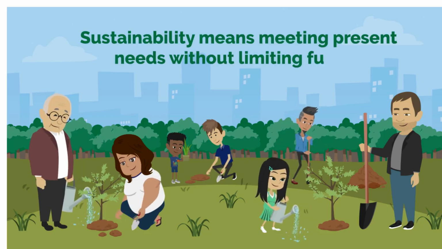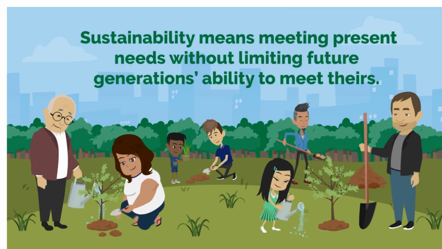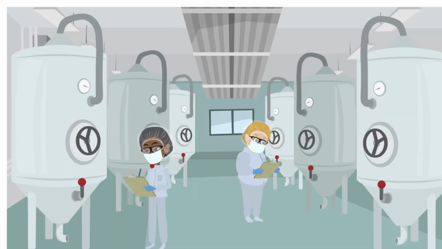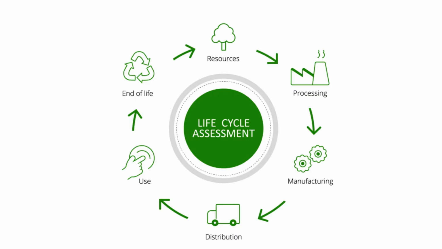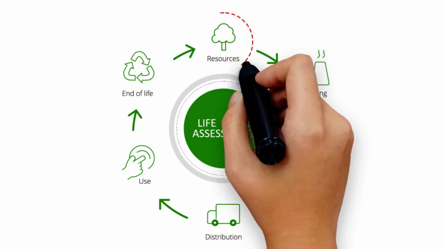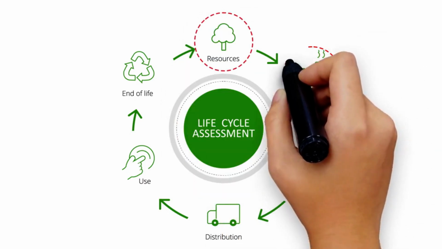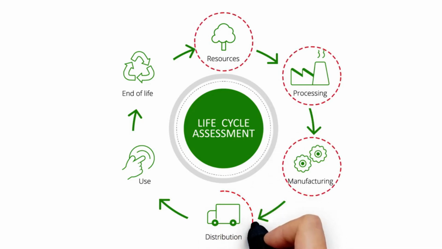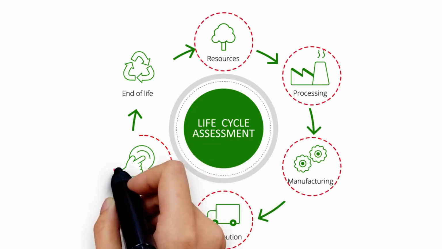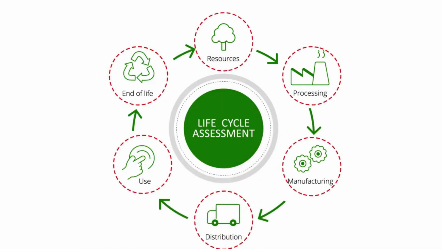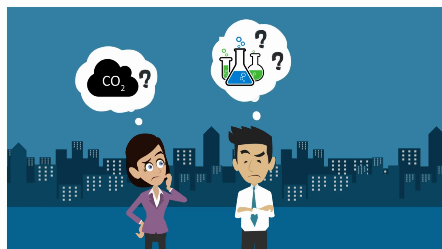Sustainability means meeting present needs without limiting the future generations' ability to meet theirs. But what can we do to make sure that chemical processes are sustainable and reduce their CO2 emissions? Life cycle assessment, or LCA, evaluates a product's CO2 emissions from the very beginning of the process to the very end. Chemical engineers use LCA to study each stage of a product's life: the resource extraction, processing, manufacturing, distribution, use, and end of life.